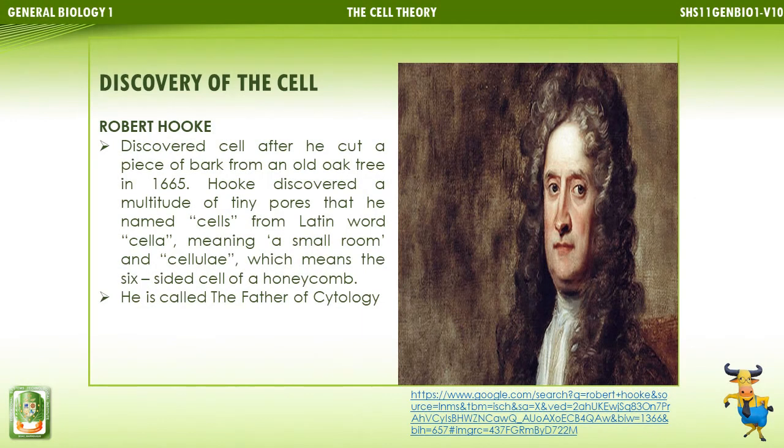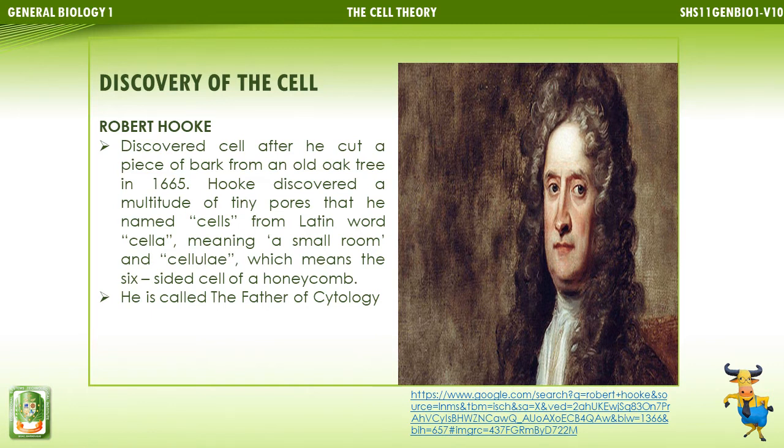Discovery of the cell. Robert Hooke discovered the cell after he cut a piece of bark from an old oak tree in 1665. Hooke discovered a multitude of tiny pores that he named cells, from the Latin word cella, meaning a small room, and cellulae, which means the six-sided cell of a honeycomb.